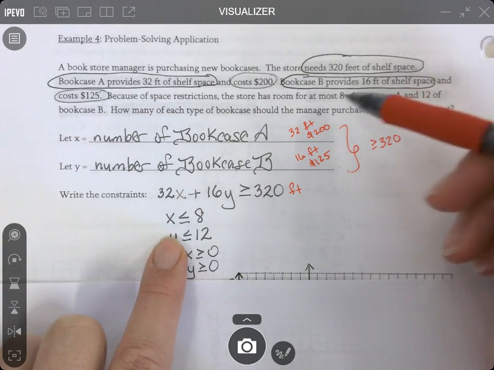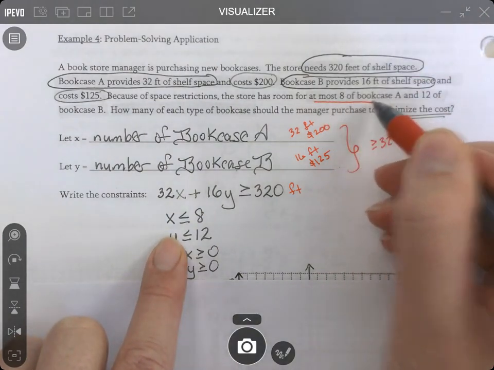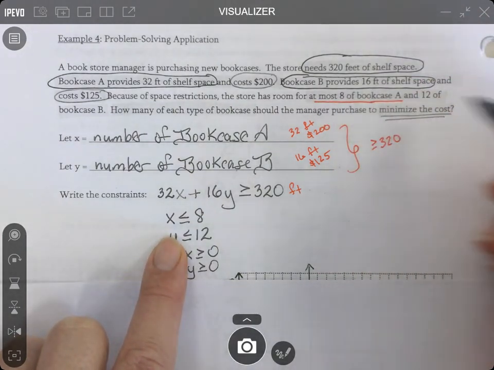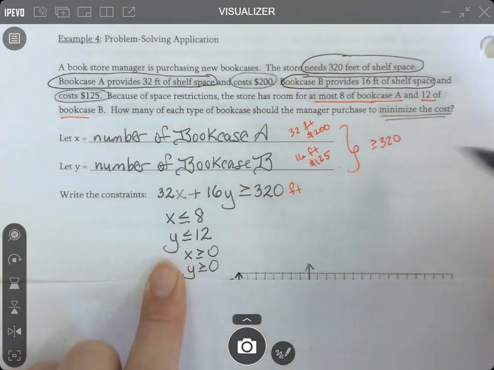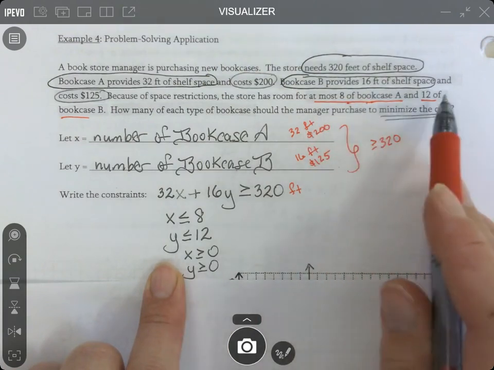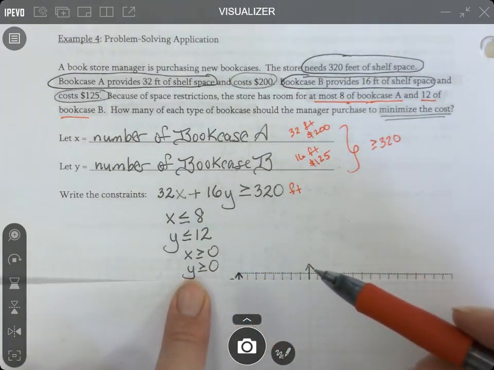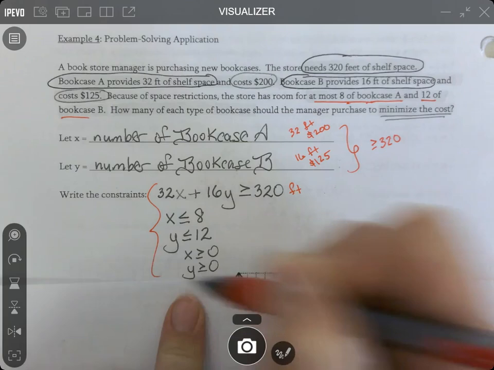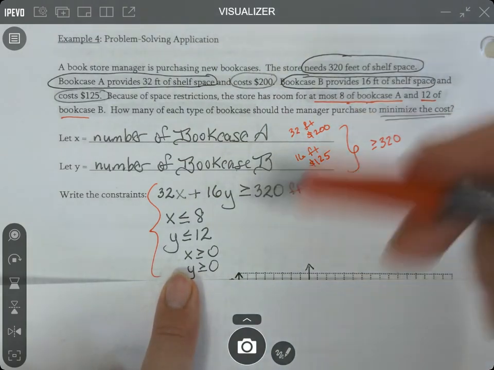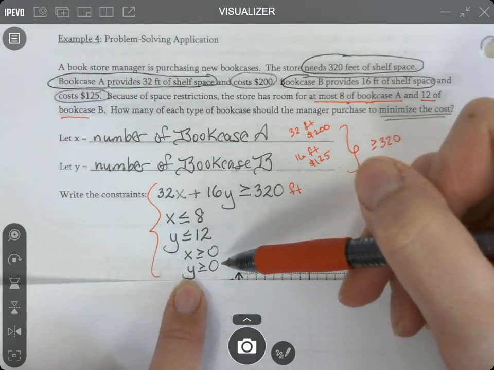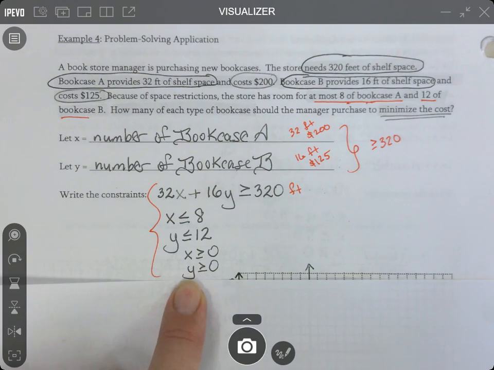Then it says no more, or at most 8 of bookcase A. So that's where we're getting x is less than or equal to 8. And then 12 of bookcase B. So the no more than, at most, both of these. And then did you remember your minimum? So for this one, you have 5 inequalities, because it doesn't say you have to have 2 bookcase A. So you need to state that both bookcase quantities have to be greater than or equal to 0. Okay, that's the first part.